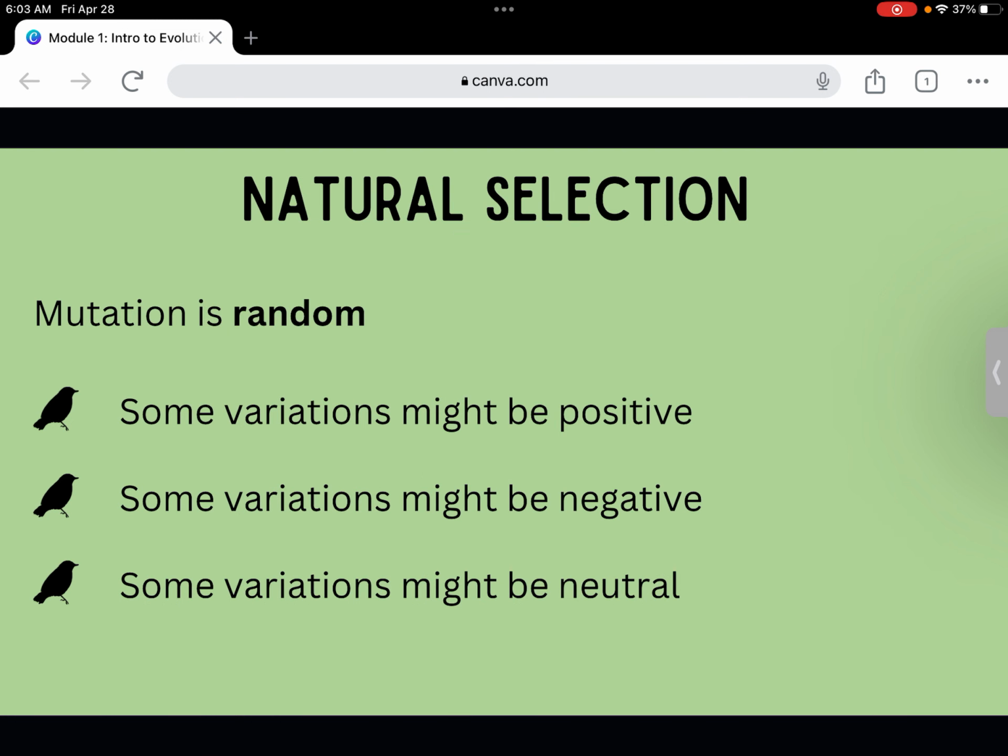So natural selection sounds like a great process that makes really well-fit organisms for their ecosystem. But mutation is random, and this means that sometimes the mutations that pop up are positive, meaning they give them an advantage, and it gives them something new to have competition with other individuals. But sometimes those variations are negative. We've looked at lots of disorders that are negative to an individual in a population, and then sometimes these variations do nothing at all. They're completely neutral.